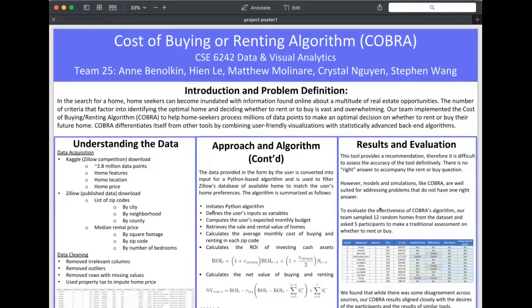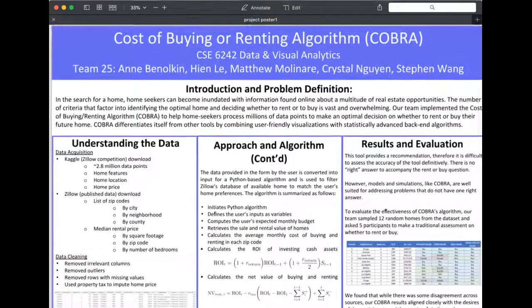We wanted to provide a way to incorporate all of the available data into an easy-to-use and visually appealing tool that sheds light on the homeownership decision. In our cost of buying or renting algorithm, or COBRA, we make it easy for home buyers to make the best financial choice in the short term or in the long term.